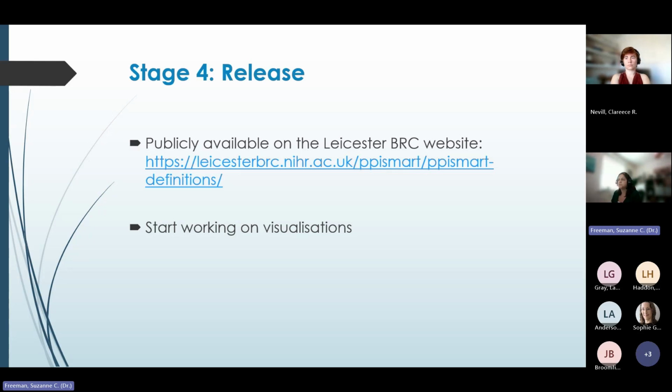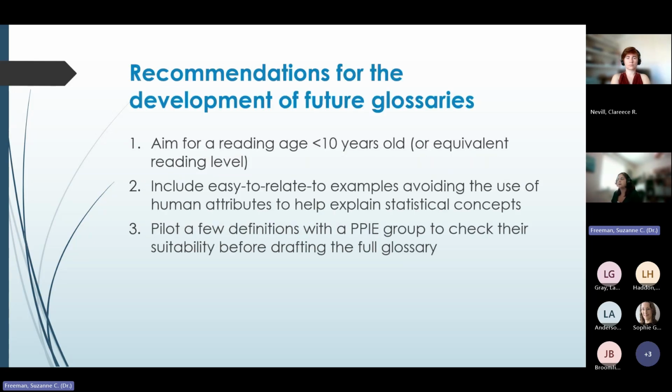But just before that, I want to go through a couple of recommendations we have for anyone who might want to develop their own glossary in the future. Firstly, both the PPIE groups really highlighted this idea of simplicity in the definitions. So we would suggest aiming for a reading age of less than 10 years, or an equivalent reading level. We'd recommend using examples that are easy for anyone to relate to, avoiding the use of human attributes, but using those examples to help explain the statistical concepts.